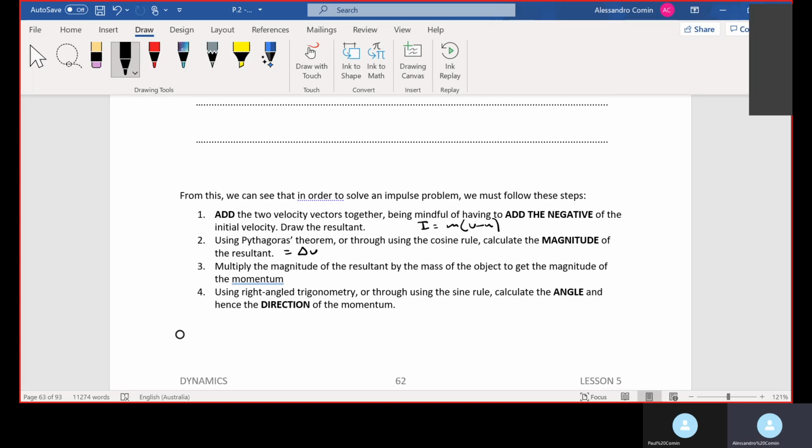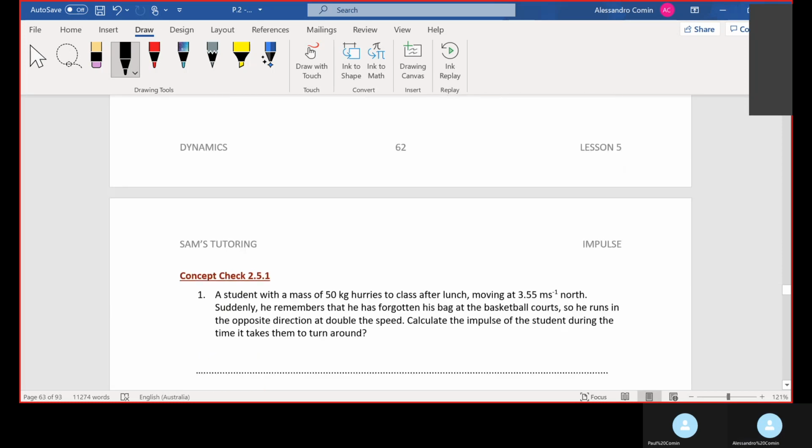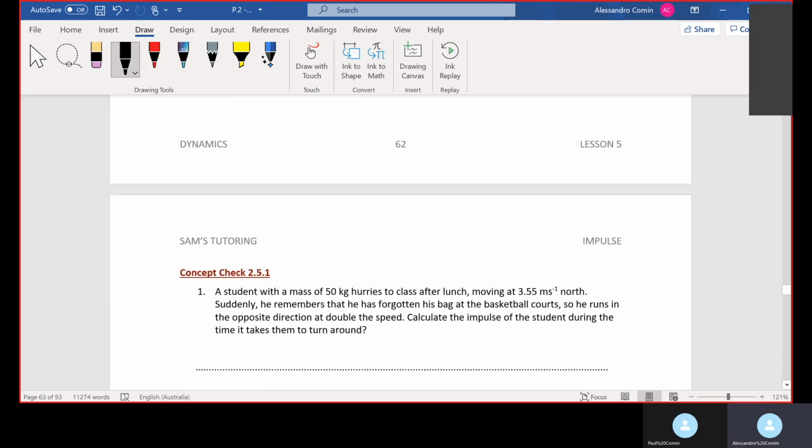Then you must multiply the magnitude of the resultant by the mass of the object to get the magnitude of the momentum. And then, if you're lucky, you can use right-angled trig, or otherwise the sine rule, to calculate the angle and hence the direction of the momentum. And that's it. We are almost finished. We only have 2 concept checks to go, and we have officially finished module 2.